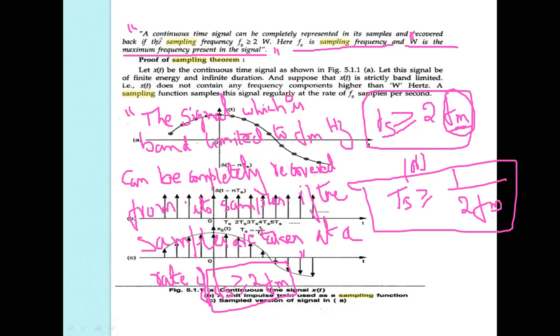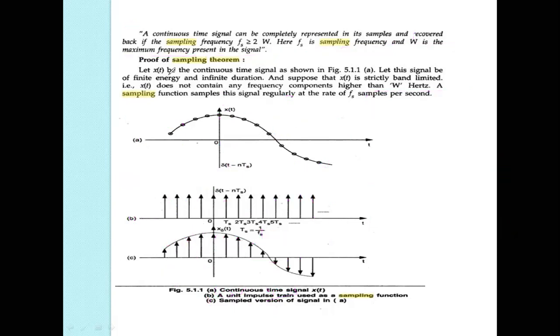Okay, completed, my dear students. I hope everybody noticed another definition of the sampling also. The signal which is band limited to the maximum frequency Fm hertz can be completely recovered from its samples if the samples are taken at a rate of Fs greater than or equal to 2 Fm. Now let us go to the sampling theorem proof. The statement is saying this, the proof of the sampling theorem.